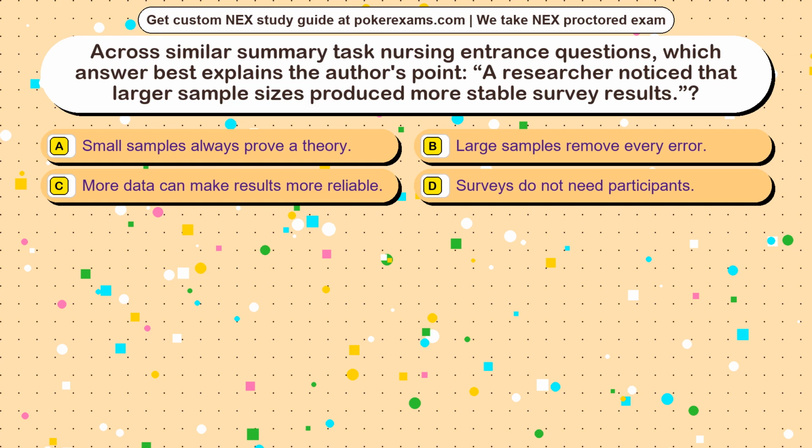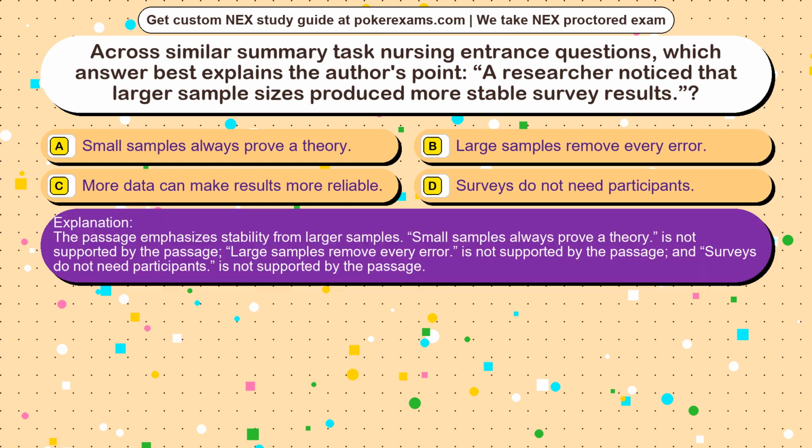The correct answer is option. The passage emphasizes stability from larger samples. Small samples always prove a theory is not supported by the passage, large samples remove every error is not supported by the passage, and surveys do not need participants is not supported by the passage.